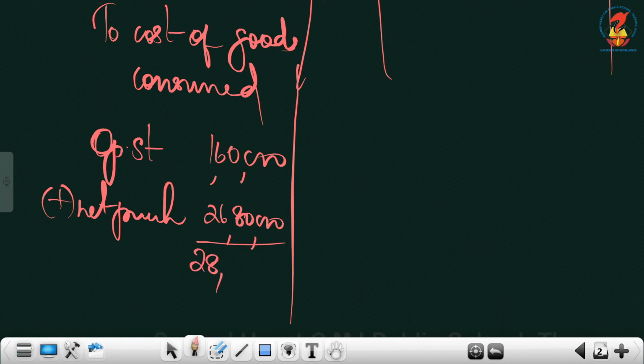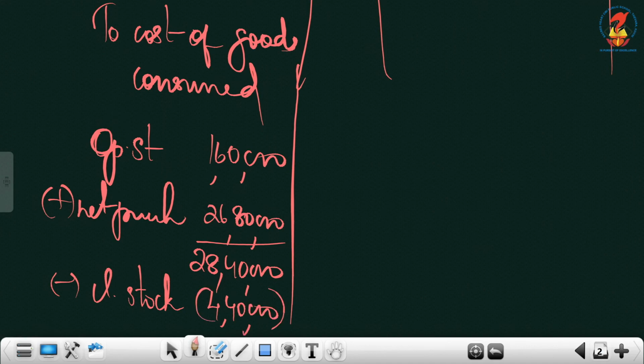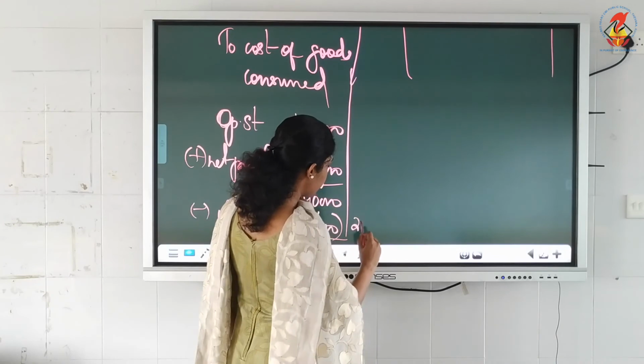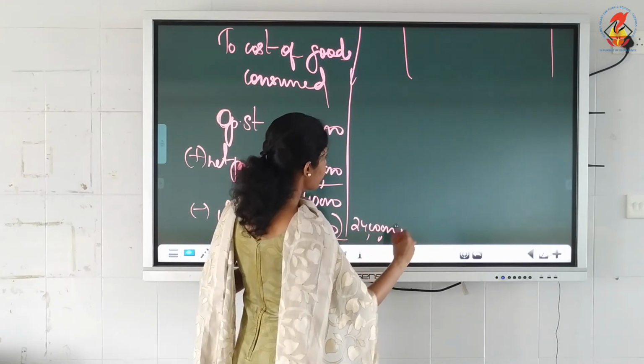From that you have to deduct closing stock. See whether you have closing stock in the question. Yes, as additional information we have closing stock value 4,40,000. So the outer column figure will be 24 lakhs. This is the cost of goods consumed.